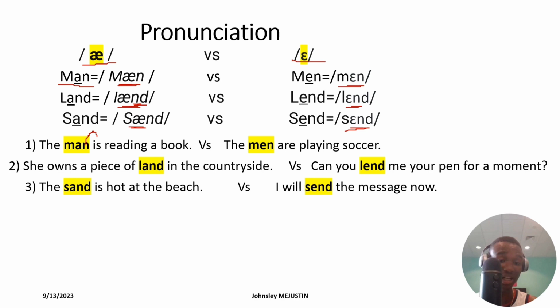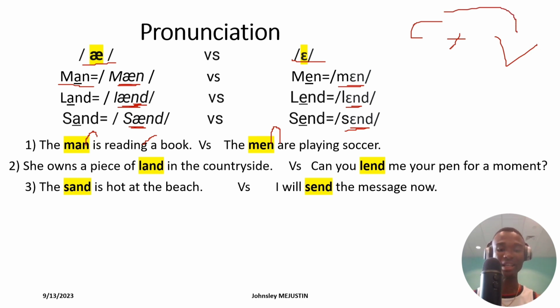The man is reading a book. Reading a. The man is reading a book. Versus the men, see? So this is a consonant plus a vowel. Whenever you have a consonant plus a vowel sound, you do liaison. You do that linking. Be careful. Alright, so this is a consonant. The man is reading a book.